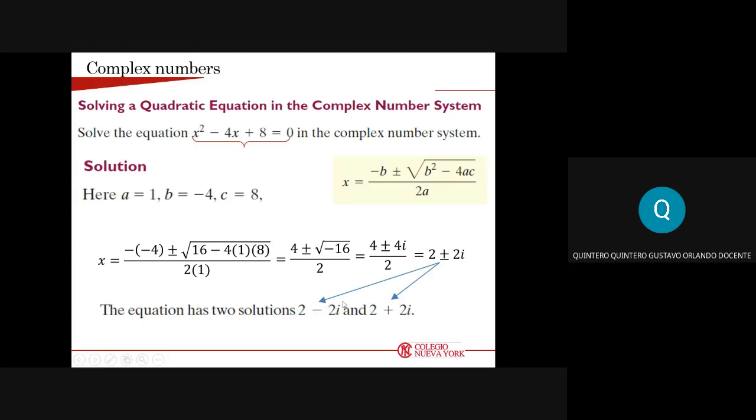Because we have the real part the same and the imaginary with the different sign. So these are conjugates. And that will happen every single time. The solutions of quadratic equations that are complex numbers are going to be the conjugate of each other. And that is beautiful. That is one of those coincidences in mathematics that is just beautiful. All right, let's continue.